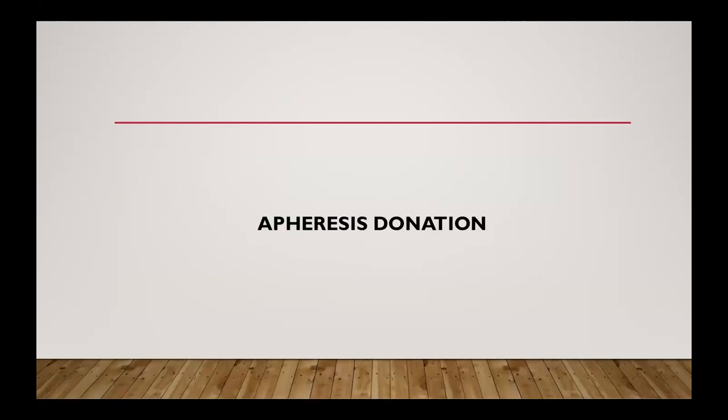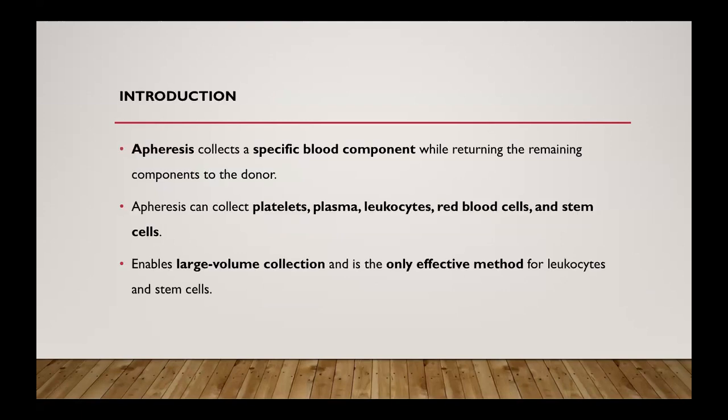Now let's look at what we call apheresis donation. Apheresis is collection of specific blood components by returning the remaining components to the donor. Apheresis can collect platelets, plasma, leukocytes, RBCs, and stem cells. All of them can be collected via apheresis. Apheresis enables large volume collection and is the only effective method for leukocytes and stem cells.